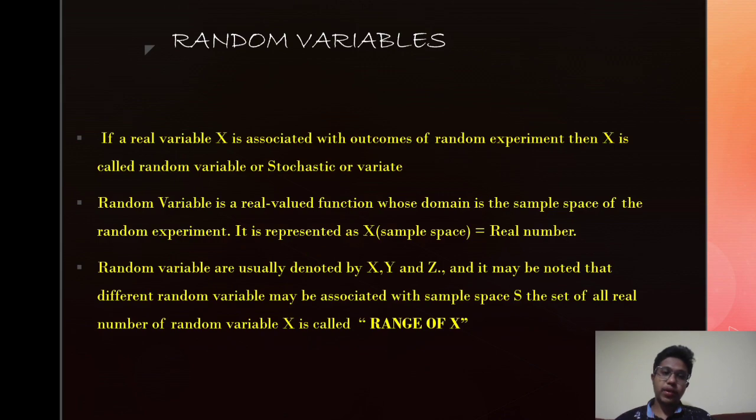Random variables. If a random variable x is associated with the outcome of a random experiment, then x is called a random variable. The sample space of the experiment is mapped to real numbers. A random variable is usually denoted by x, y, and z, and different random variables may be associated with the same sample space S. The set of real numbers of the random variable X is the range of X.